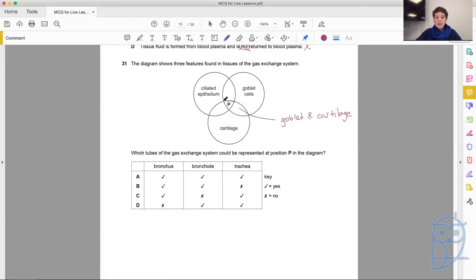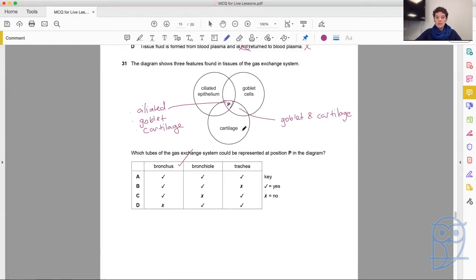Here at P, where they all three overlap, it means that we have ciliated, goblet, and cartilage. So which tubes of the gas exchange system could be represented at position P in the diagram? So which tubes have got ciliated epithelium, goblet cells, and cartilage? So does the bronchus? Yes, the bronchus has all of these.